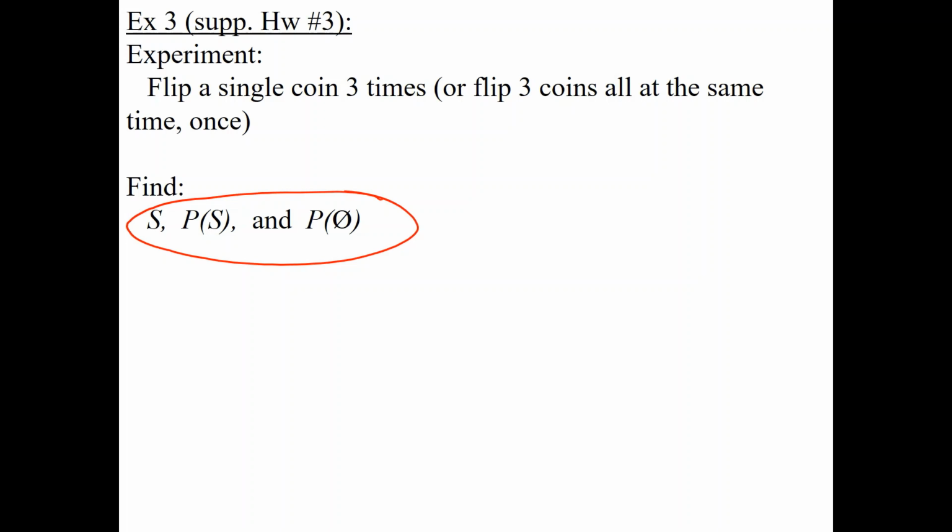Before we get to finding it, I need to talk about this experiment a little bit. The most important thing in any probability problem is for you to read it carefully and know 2 things. Make sure you know absolutely clearly what the experiment is and what the outcomes look like. So again, it says we're flipping a single coin 3 times. So this is the experiment: flip a single coin 3 times. We'll talk about the one in parentheses in a second.